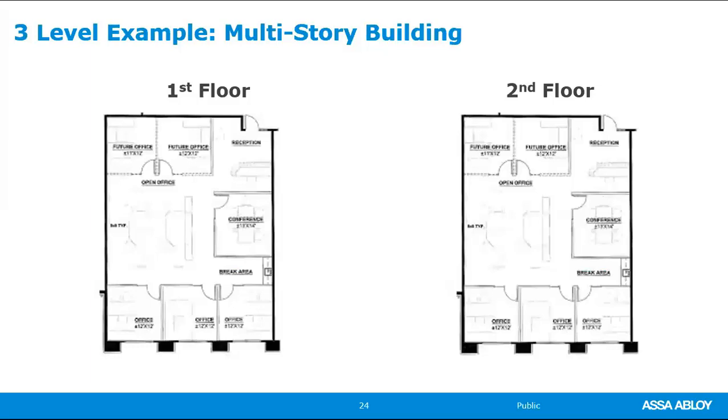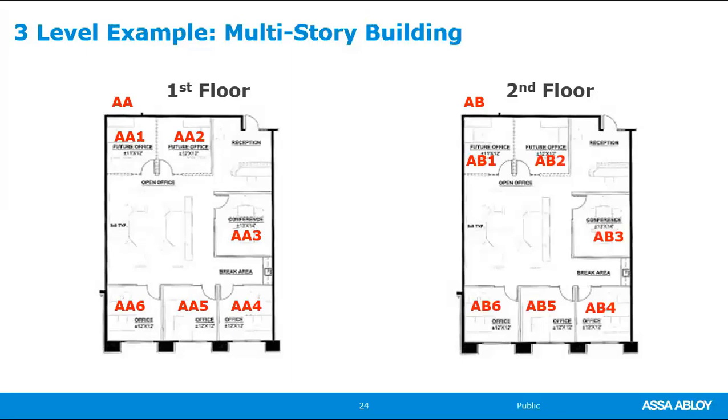Let me give you an example. Multi-story building. First floor is AA, with AA1, 2, 3, 4, 5, and 6 for the offices. Second floor, AB, with AB1 and 2 through 6 for the offices. Anybody in AA master key will not work anybody in AB. AB will not work anyone in AA. However, there is one key that connects both of them, and that is the grand master key.